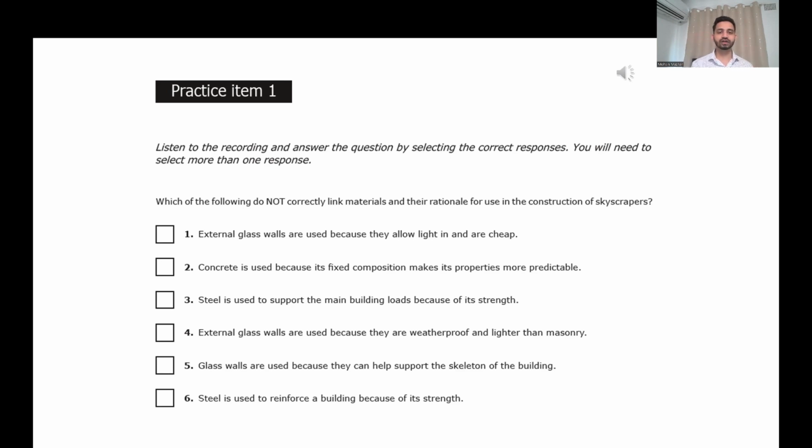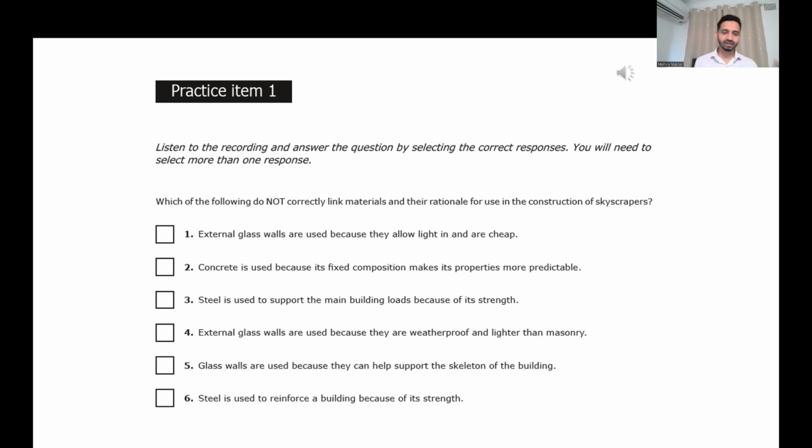External glass walls are used because they allow light in and are cheap. Was this mentioned? If it was mentioned and it's true, that is not your answer. I mean, we are very conditioned to listening to the correct answers, but in this case, that's the correct answer, so that means that's not your answer. You're looking for a false statement. So you should be careful there.